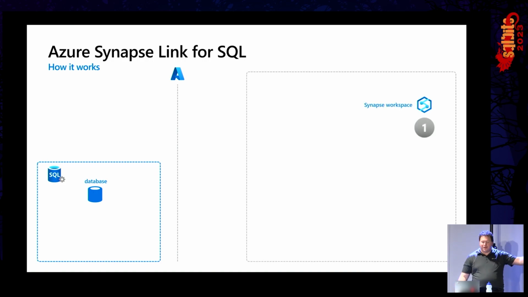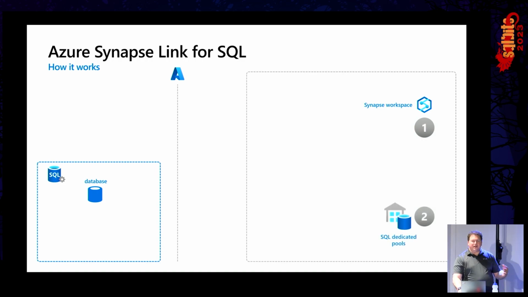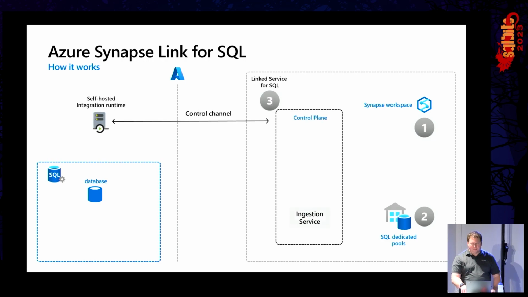The first thing you need, you have your on-prem database, of course. You need a Synapse workspace in Azure. You need a dedicated SQL pool in Azure for this. It doesn't have to be only used for this, but it does need to be a dedicated pool, not a serverless pool. Then you'd need to install the self-hosted integration runtime on-prem, or in the environment that can connect to that database. If your Synapse environment already has a self-hosted integration runtime attached to it, you can reuse that one. You just have to have one.